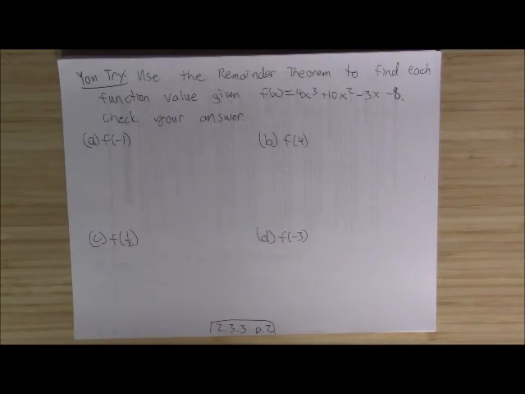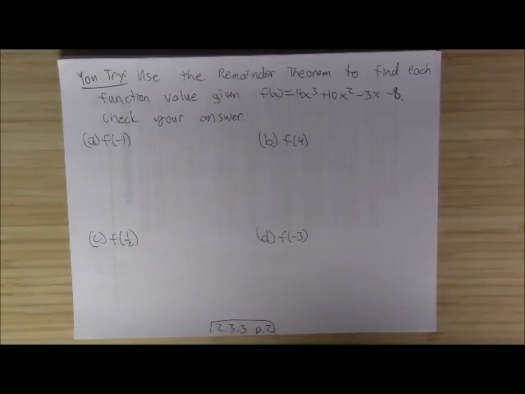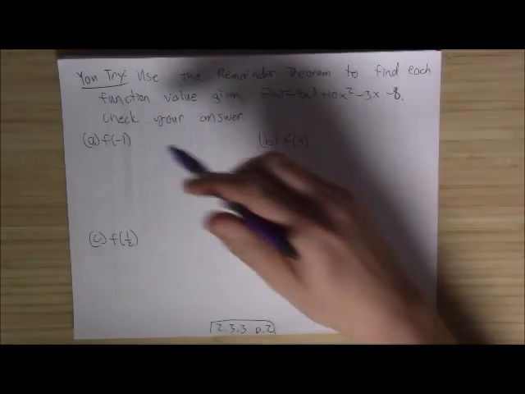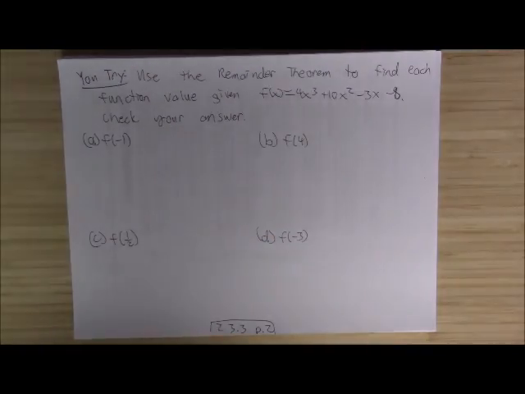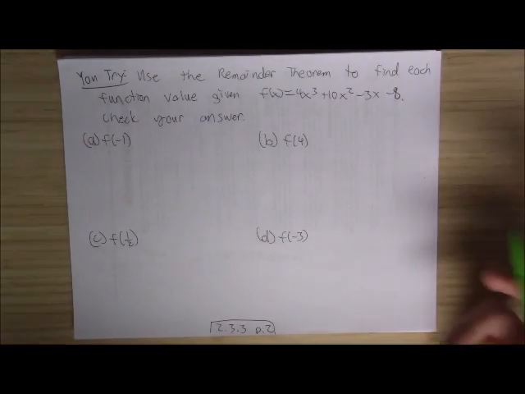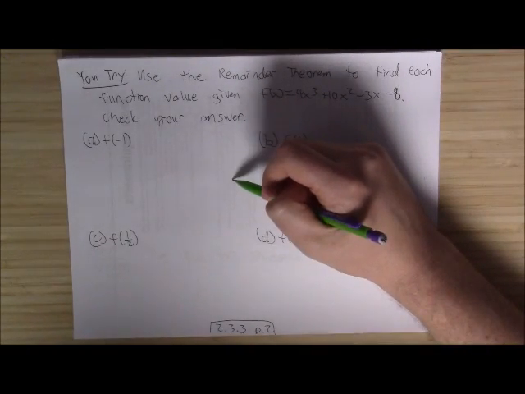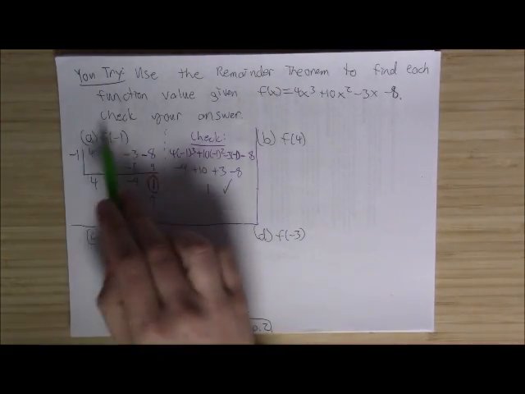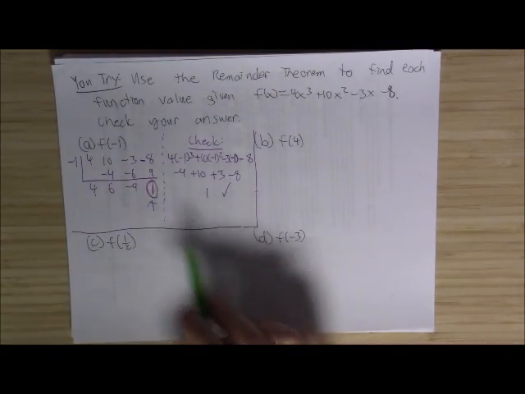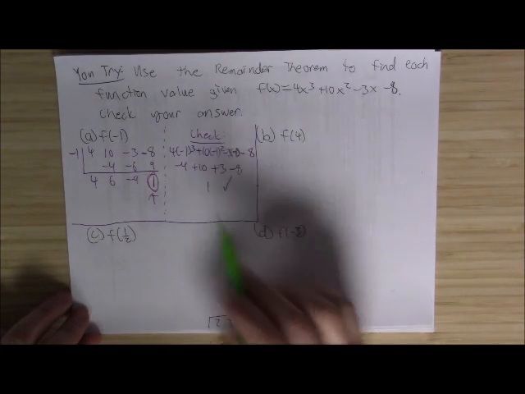Now it's time for you to try an example. Use the remainder theorem to find each of the following function values given this, and then I also want you to check your answer. I'm going to go through and reveal the answers one at a time so that you can go through these. So the answer to the first one: when we do our synthetic division, we get 1 out, and indeed when we plug back in, we get 1 out.